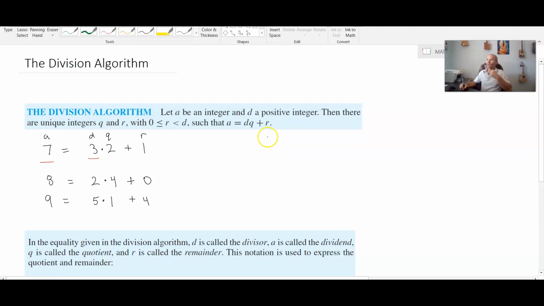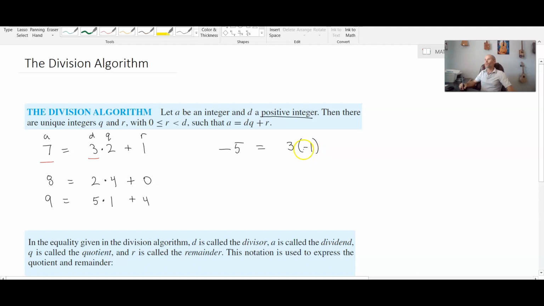What about negative values? Well, we've said A is just some integer. So what if A is negative 5? And what if D is equal to 3? D has to be a positive integer. Well, if D is 3, then we may be able to say that Q in this case is negative 1.